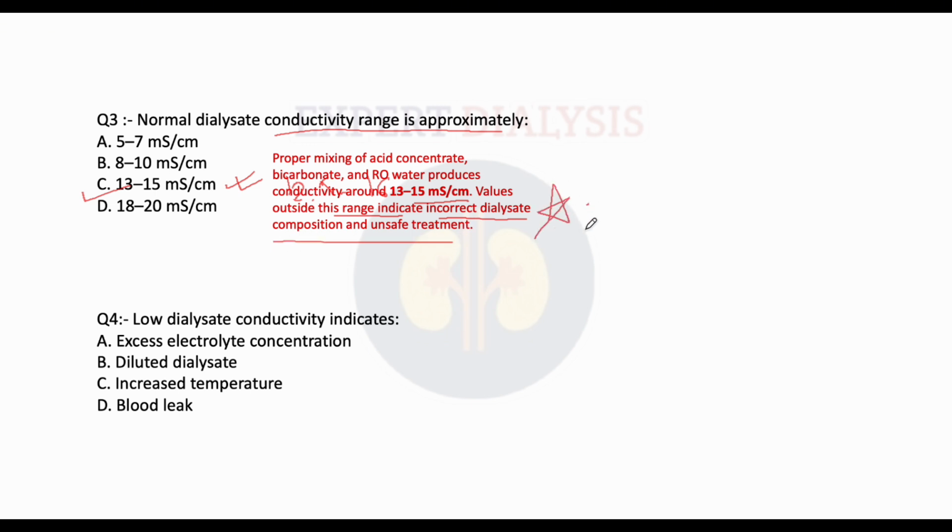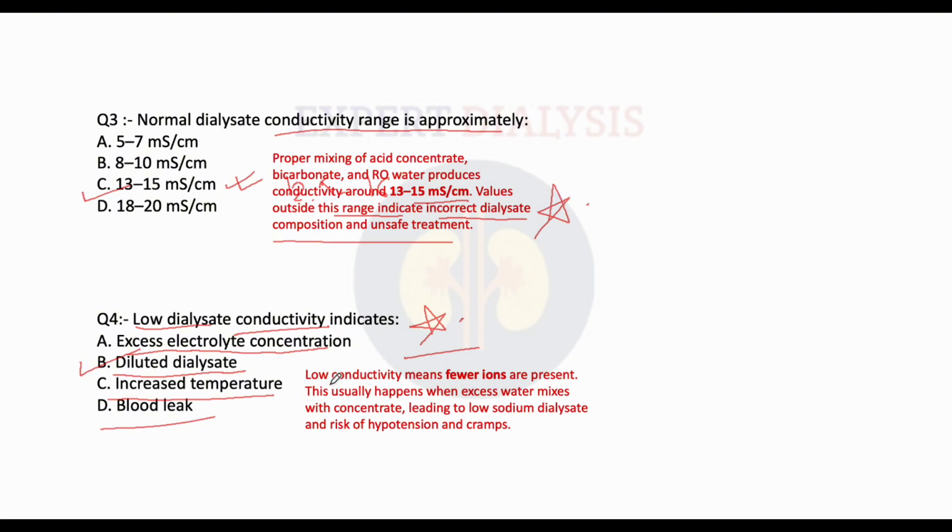Moving ahead to the fourth question, it says low dialysate conductivity indicates what? Option A says excess electrolyte concentration, option B is diluted dialysate, option C is increased temperature, option D is blood leak. I think we also discussed this in our previous video. So the answer will be diluted dialysate. Low conductivity means fewer ions are present. This usually happens when excessive water mixes with the concentrate, leading to low sodium dialysate and risk of hypotension and cramps.